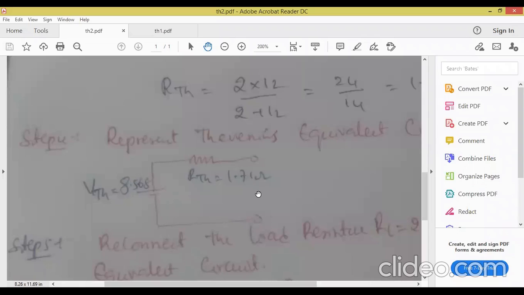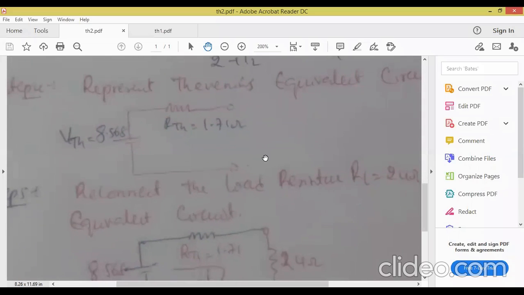Now what is my aim? Anyone tell me what is our aim? They have given the circuit. We have to calculate current flowing through which resistor? Tell me. Current flowing through 24 ohms. So what is step 5?